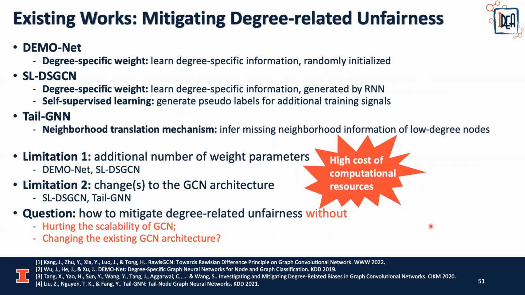degree-related fairness. Their general idea is to infer the degree-related information by introducing additional learnable parameters or additional components during the model training. But due to these additional parameters or components, they often cost more computational resources and even change the architecture of the GCN to mitigate the bias. So we aim to understand how we can mitigate the degree-related unfairness without hurting the scalability of the GCN and without changing the GCN architecture.